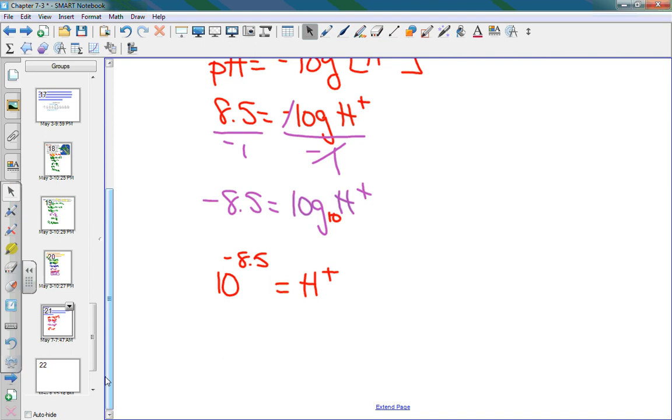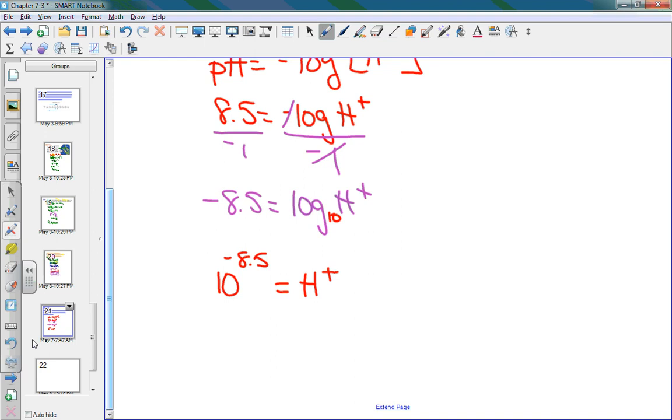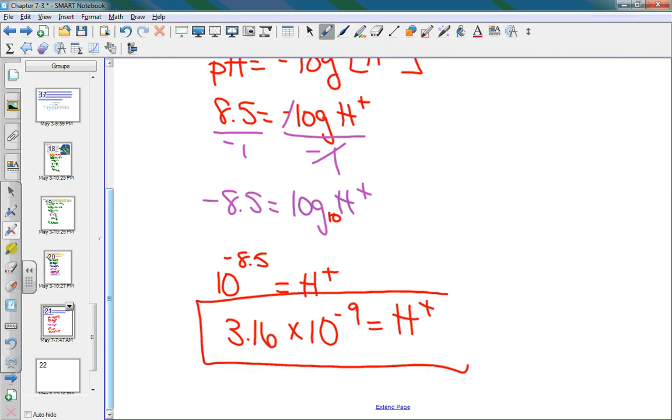So if I go back to my calculator, and I hit 10 caret negative 8.5 and hit enter, what does this mean? It's already in scientific notation. In other words, it's 3.16 e to the negative 9. In other words, 3.16 times 10 to the negative 9 is equal to my H positive. It is such a small amount of hydrogen ions that they have to write it in scientific notation. Do we understand that?